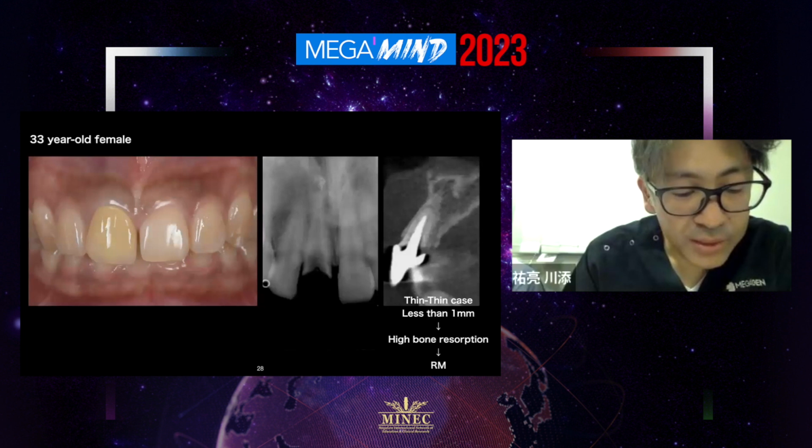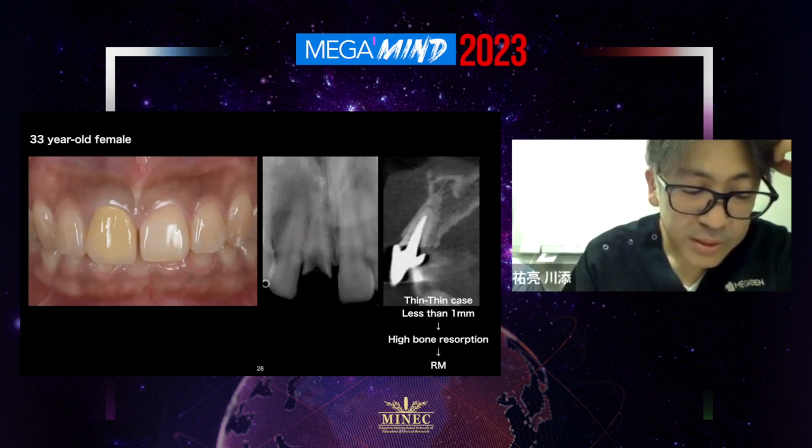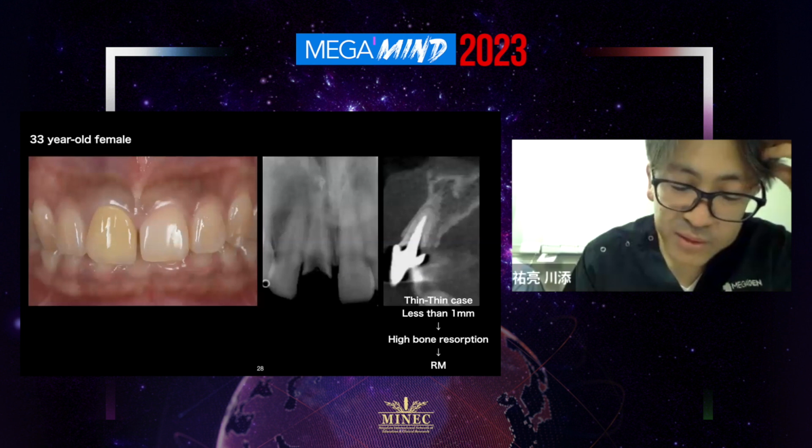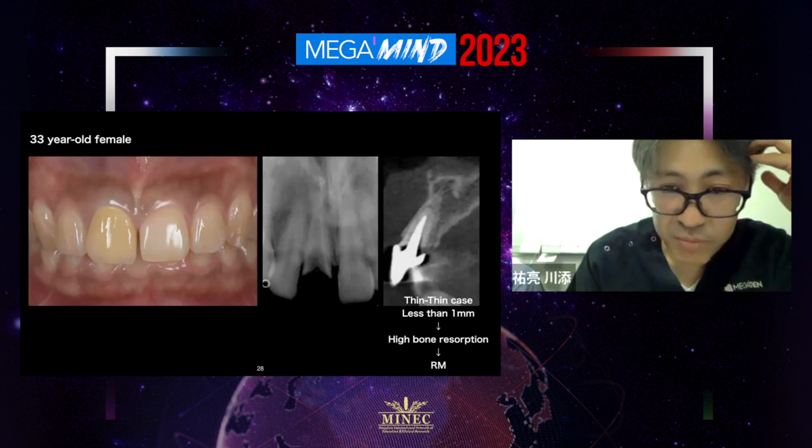The third case is a 33-year-old female. Her child's head had hit her tooth 11, causing a root fracture. The CT showed that the alveolar bone on the labial side was less than 1 millimeter. So I planned to perform the root membrane technique.